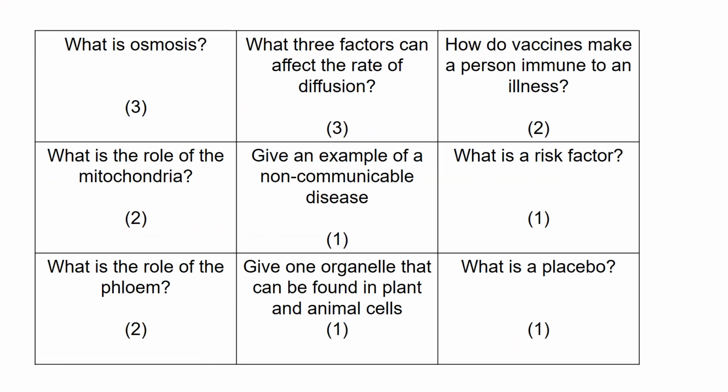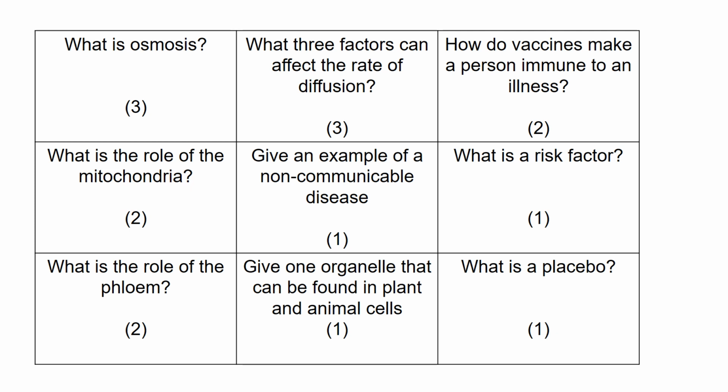So here is another grid for you of revision. You might want to pause this and just double check your knowledge on this. The first one is osmosis. What is osmosis? That is the movement of water molecules from an area of high to low concentration along a concentration gradient through a partially permeable membrane.